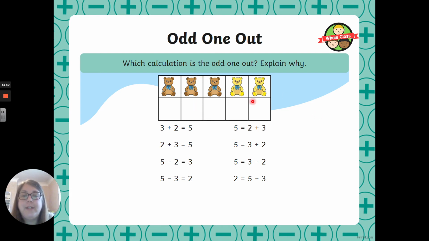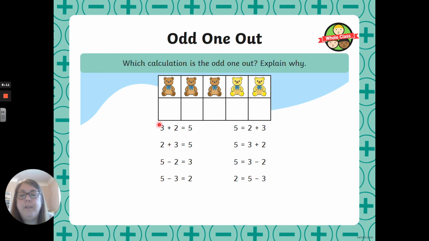Here we have our tens frame, and we've got 3 brown bears and 2 yellow bears. And there's 5 altogether. So our numbers are going to be 3, 2 and 5. 3 as a part, 2 as a part, 5 as our whole. So what I want you to do is go through these number sentences and find the one that is the wrong one, so which doesn't make sense.